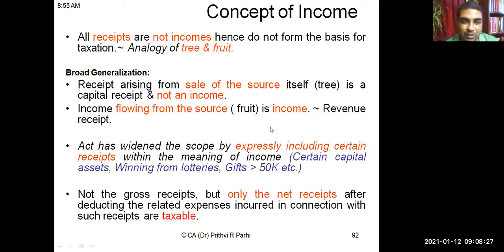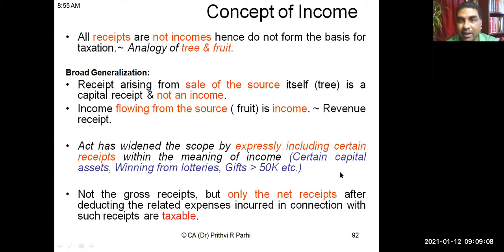When that is the normal rule, what has happened? The Act has widened the scope by expressly including certain receipts. Even if they are capital receipts, they are included and accordingly will be considered as income. So certain capital receipts are specifically included within the meaning of income, like winnings from lotteries, gifts of more than 25,000 or 50,000, etc. They are specifically included, so they become income even though they are of a capital nature.